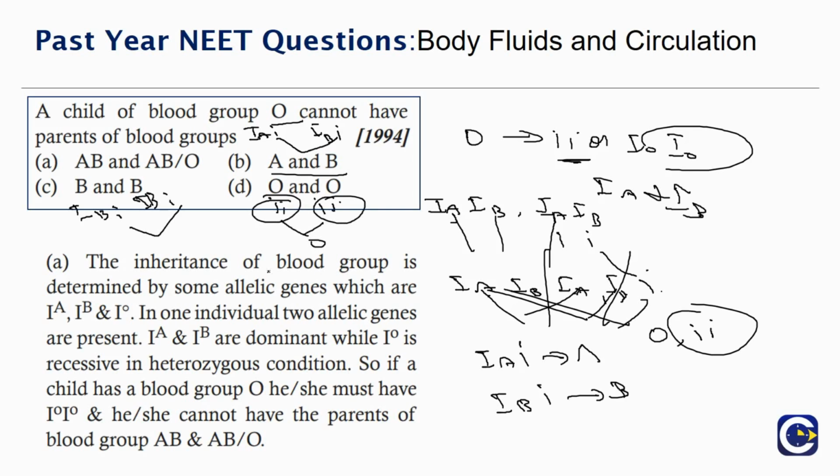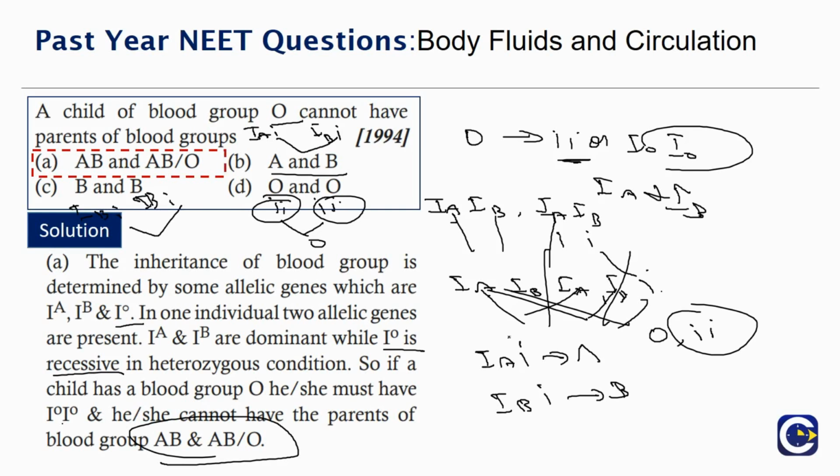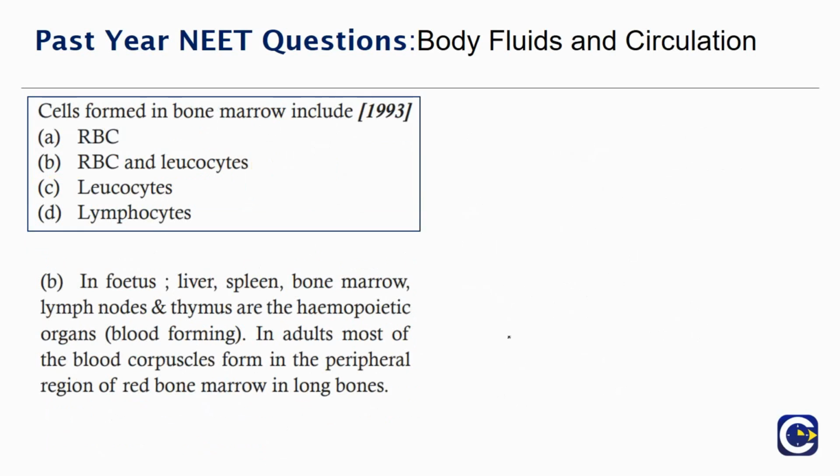The inheritance of blood group is determined by allelic genes which are IA, IB and IO. In one individual, two allelic genes are present. IA and IB are dominant, while IO is recessive in heterozygous condition. So if a child has blood group O, she cannot have parents of AB and AB or O. That's what we discussed here. So the answer is AB and AB or O.